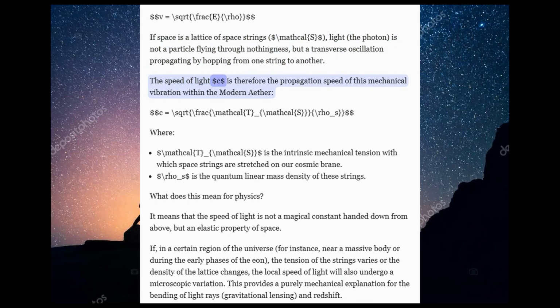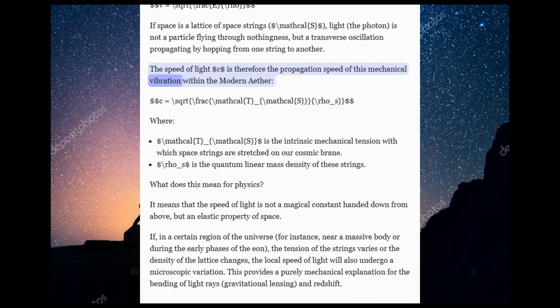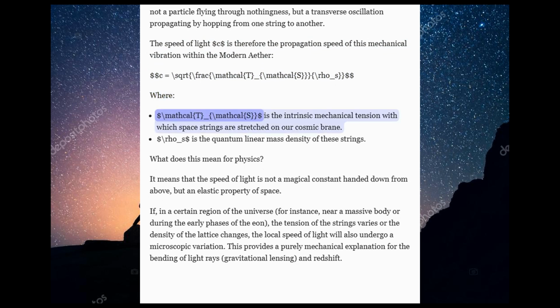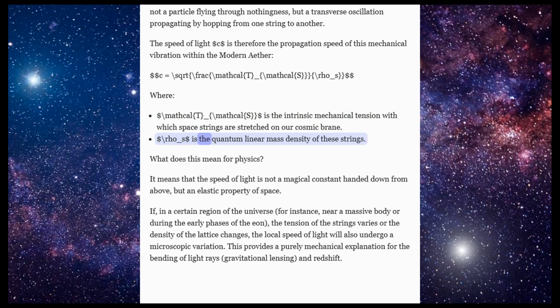The speed of light c is therefore the propagation speed of this mechanical vibration within the modern ether, where T is the intrinsic mechanical tension with which space strings are stretched on our cosmic brane. Mu is the quantum linear mass density of these strings.